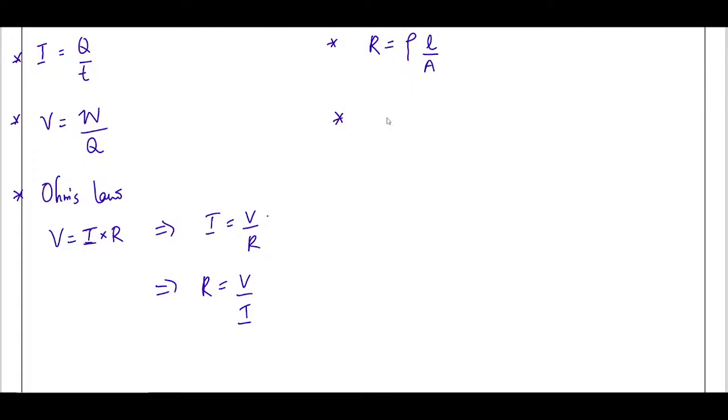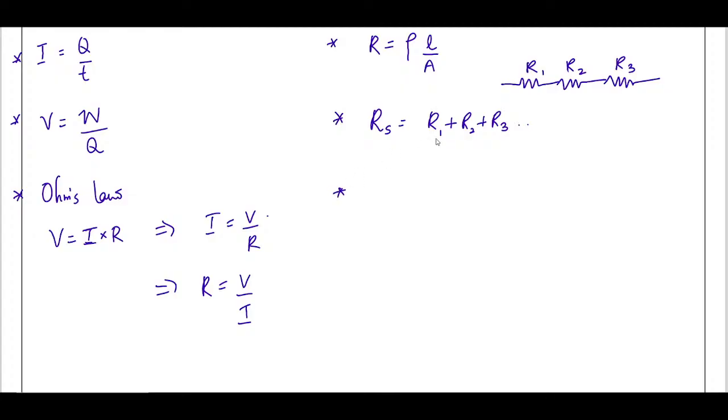When the resistances are connected in series, the effective resistance Rs equals R1 plus R2 plus R3. When the resistances are connected in series, that is R1, R2, end-to-end connection, the effective resistance Rs equals R1 plus R2 plus R3.